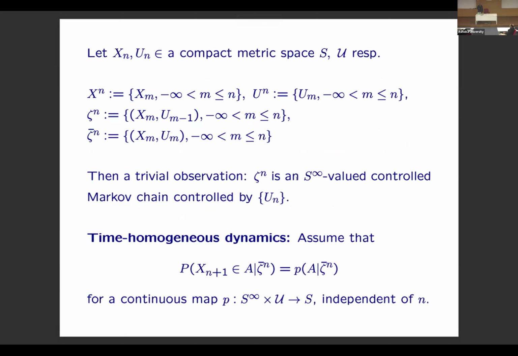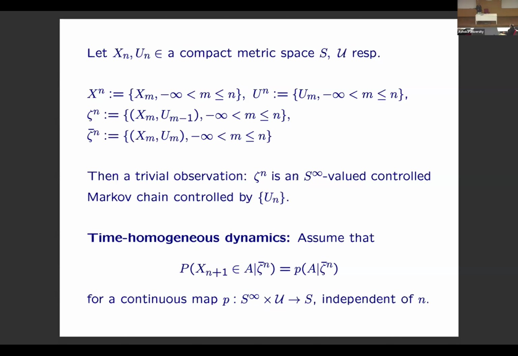I'm going to eventually look at asymptotics anyway, so I'll take the time starting at minus infinity. So x sub n is the entire history from minus infinity to n of xn, and similarly un. Zeta n is both xn and un minus 1, and zeta bar n is xn and un. The reason I make a distinction is un is chosen at time n. So at time n, your information is x up to time n and u up to time n minus 1.